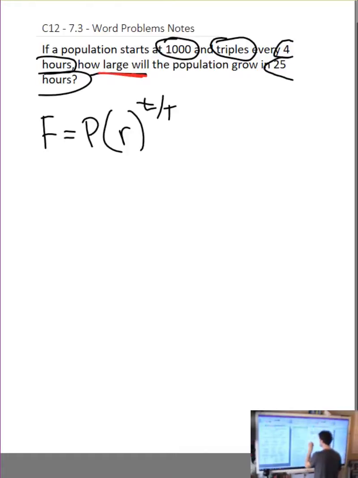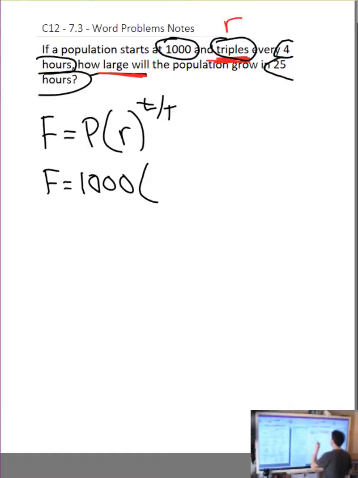So we're wondering how large. That is a future value we don't know. Our population starts at 1,000. Now our rate. So our rate is tripling. So if we're tripling, our rate is 3. In the banana question, it was a half-life, so it was a half. If we're doubling, it's 2, tripling, it's 3, etc.